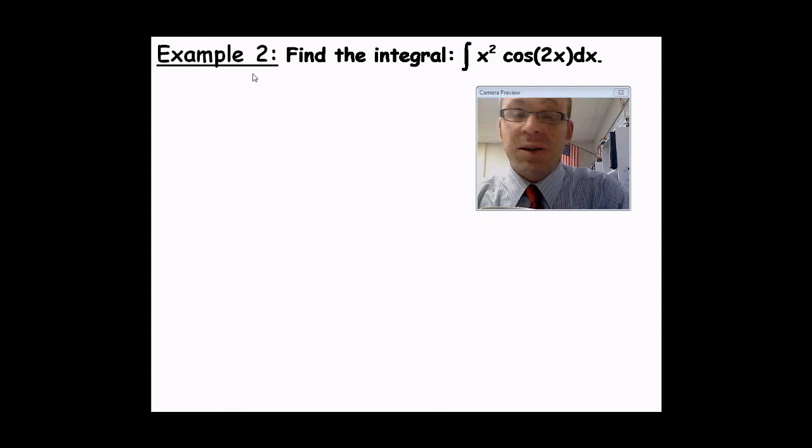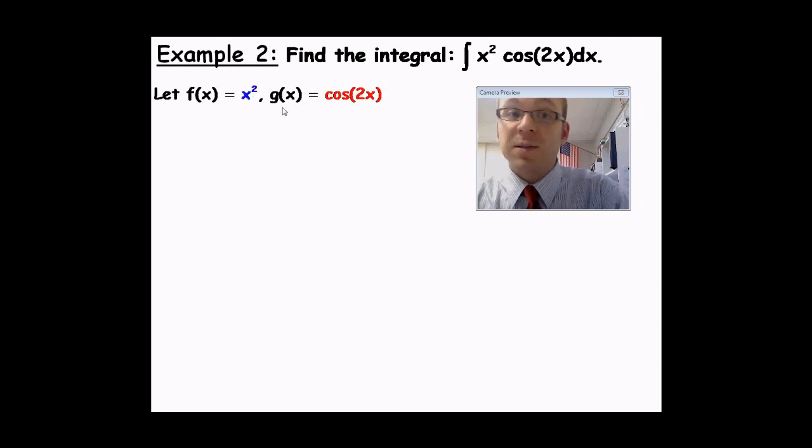To find this integral, once again, we have to identify an f of x and a g of x, which you should be thinking about already. What should I be choosing for f of x? What should I be choosing for g of x? Really you want to be choosing a polynomial for f of x if at all possible. So f of x should equal x squared, and g of x should equal the cosine of 2x. Let's work it out.